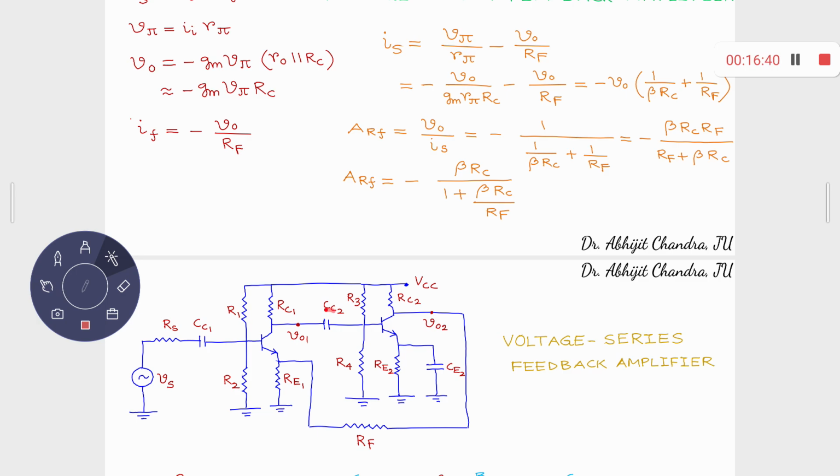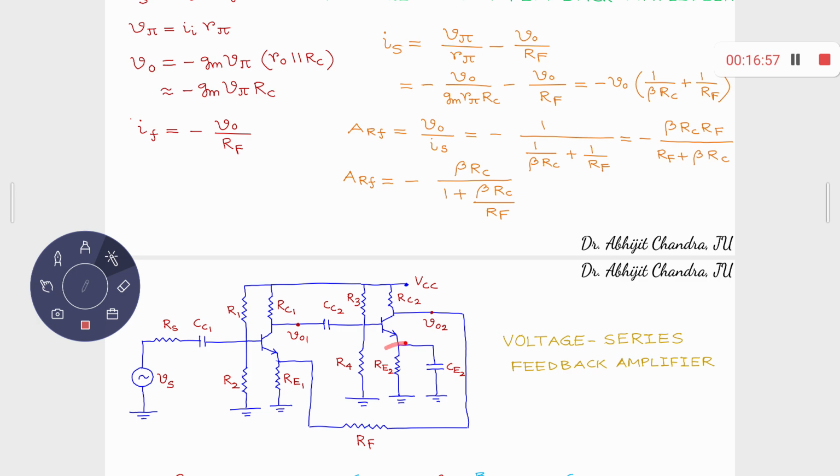Remember, stage 1 and stage 2 can be biased separately. So that's why this capacitor is present. That's why you have R1, R2 here and R3, R4 there. You have RC2 present over there, the output resistance for stage 2.